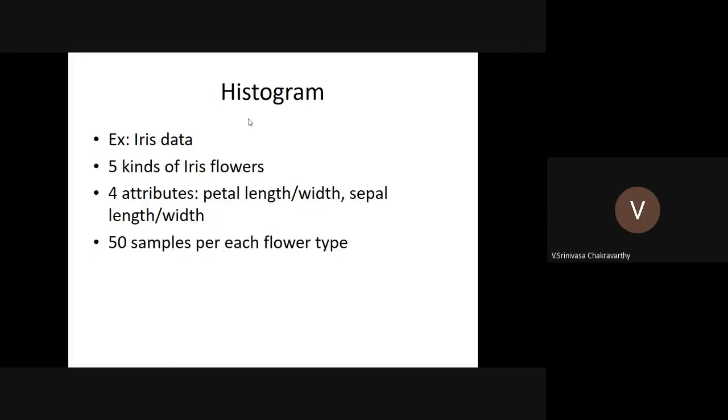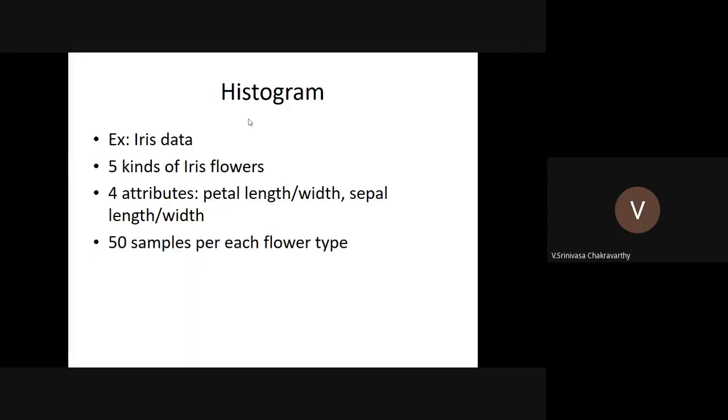Iris data is a classic data set. It's quite small. But in the early days of pattern recognition, even this data set was quite a challenging thing. So people used to use this data extensively to try out various algorithms for classification. Iris data is data about flowers, about 5 different kinds of flowers, and there are 4 attributes. The attributes are petal length and petal width, and sepal length and sepal width.